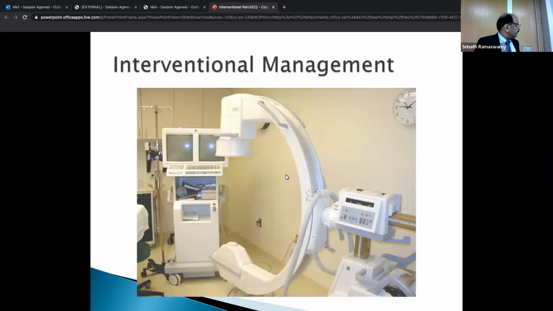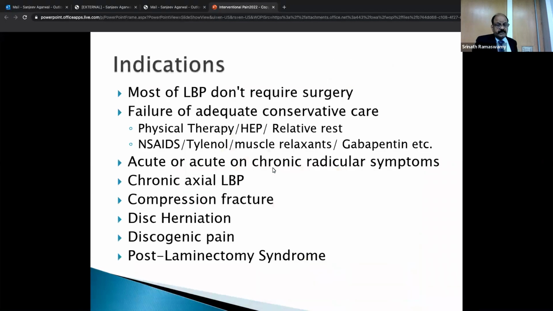So now I'll briefly and quickly run through some of the interventional procedures that are commonly performed in the outpatient and ambulatory surgery settings. As I said earlier, most of the low back pain or neck pain patients do not need surgical intervention. Some of the indications for referral or thinking about interventional pain management are failure of adequate conservative treatment, including physical therapy, home exercise program, active rest, and common medications including steroids, anti-inflammatory medications, muscle relaxants, gabapentin, etc.